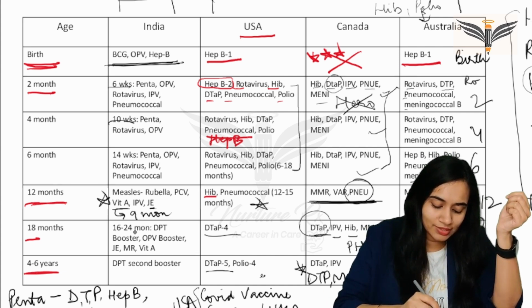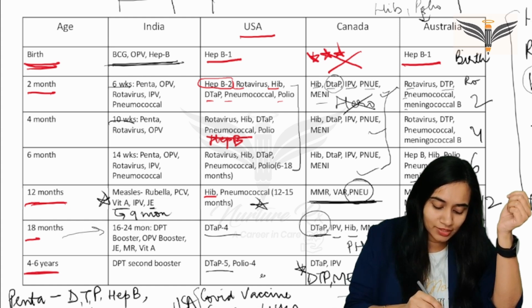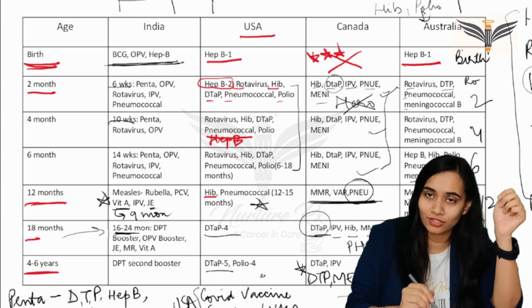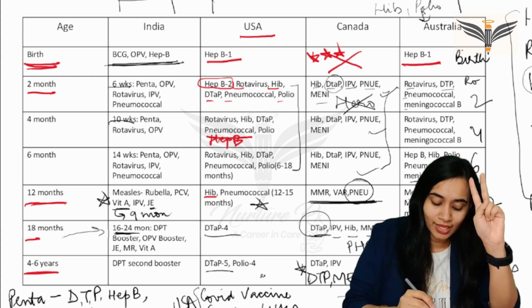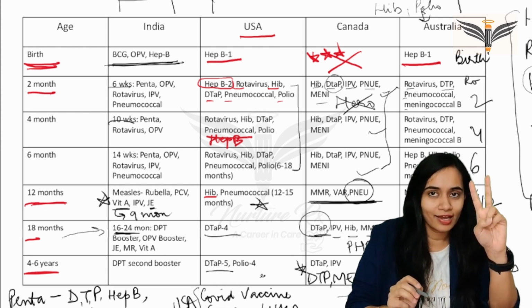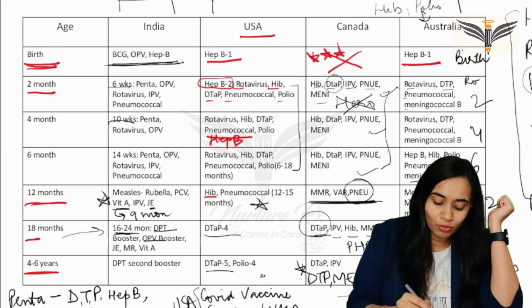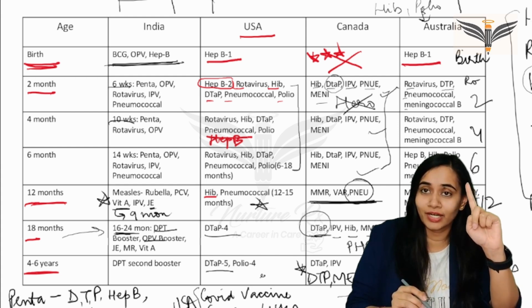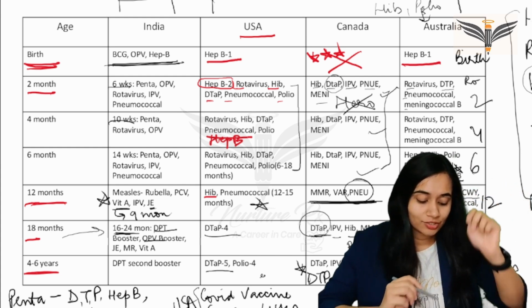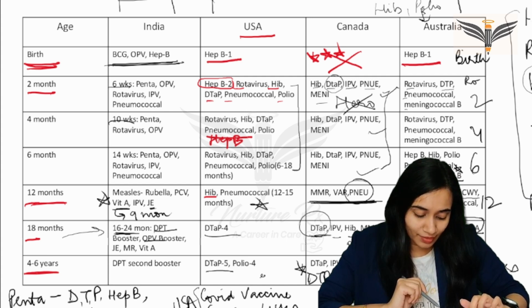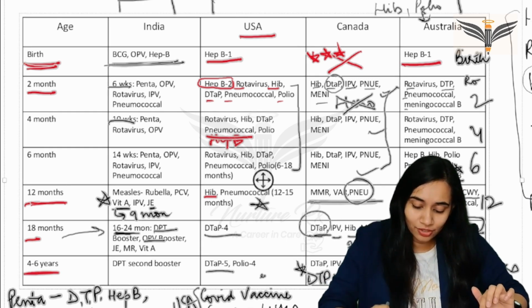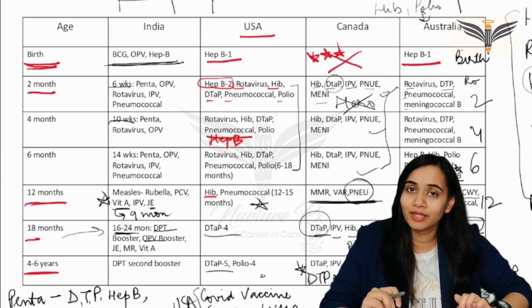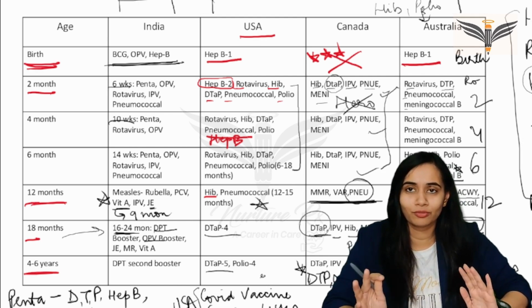Now coming to 18 months, your 18 months here is corresponding to 16 to 24 months of age. Okay, so DPT booster is given, OPV booster is given, Japanese encephalitis, again measles, rubella and vitamin A. Vitamin A I have already told you. DPT and OPV booster, you have to remember that it is given at 16 to 24 months of age. So you can see that DPT was given at your 6, 10 and 14. OPV was given at your 6, 10 and 14, and now their boosters are being given at 16 to 24 months of age.